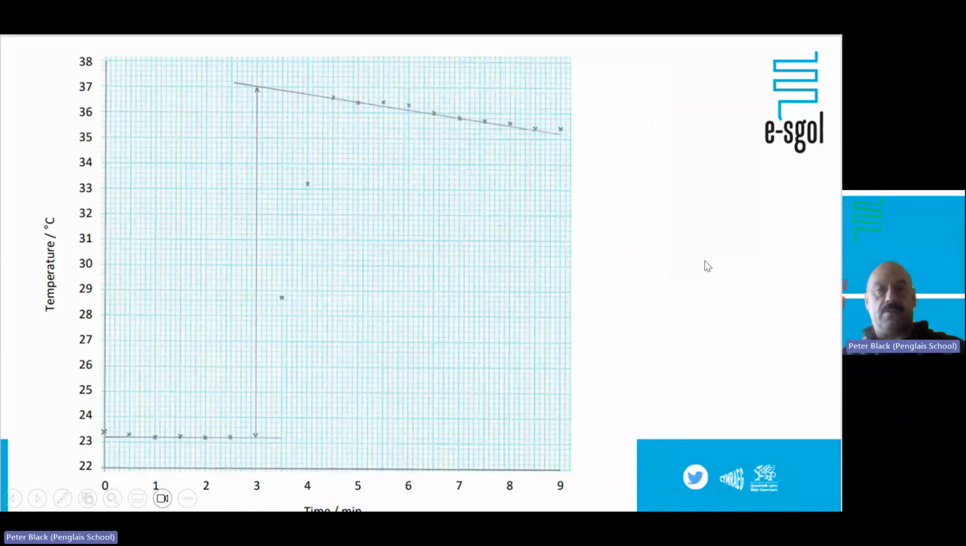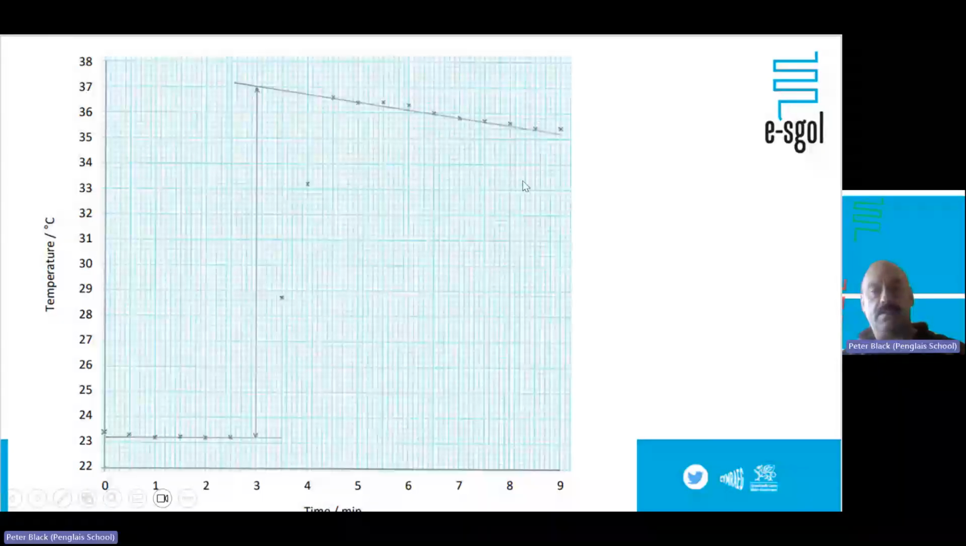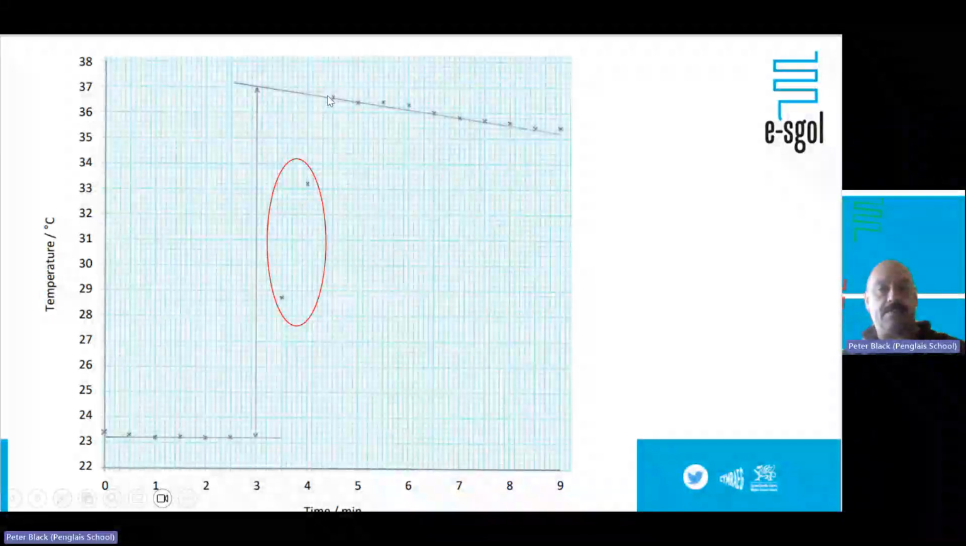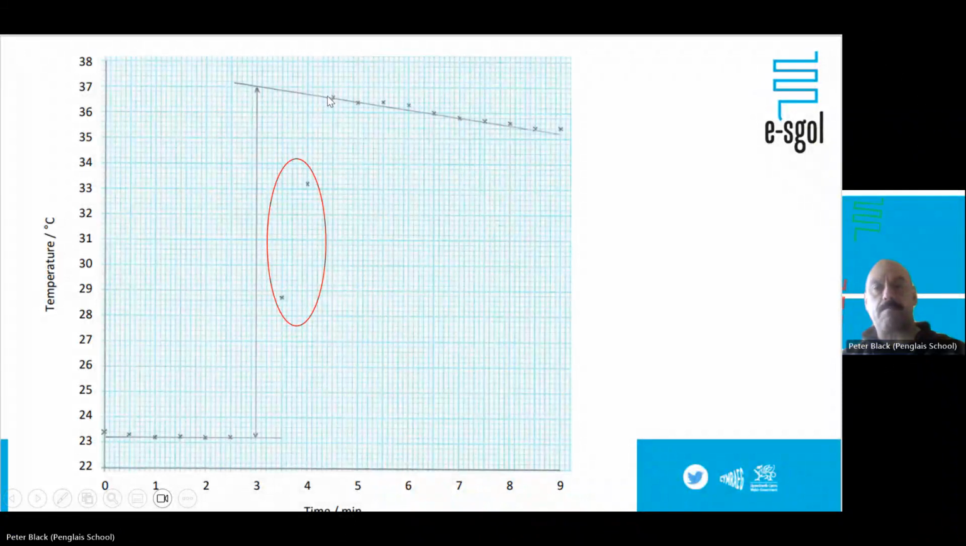So let's go back to our graph then. One of the things I want to point out is that when we've drawn these lines, notice these 2 points here have been completely ignored. They're not fitting in. So basically what you can tell here is that the reaction is still taking place at 3.5 minutes, and it's still taking place at 4 minutes, hasn't released all its heat yet. By 5 minutes it has released all its heat.